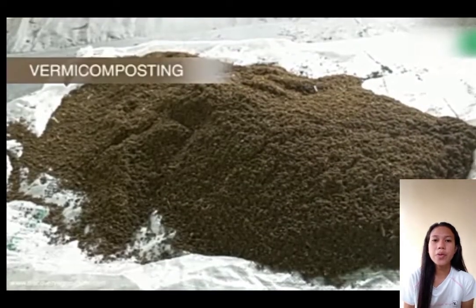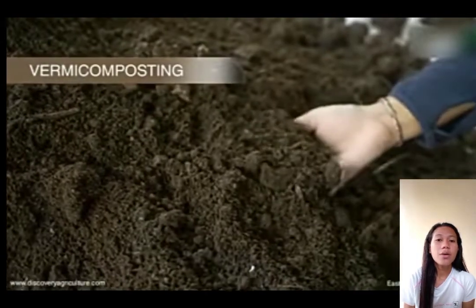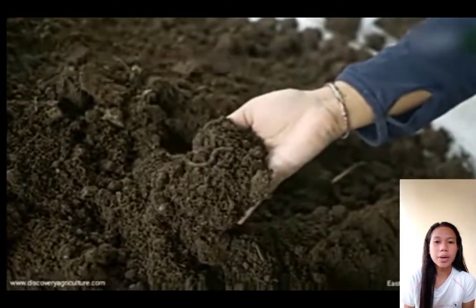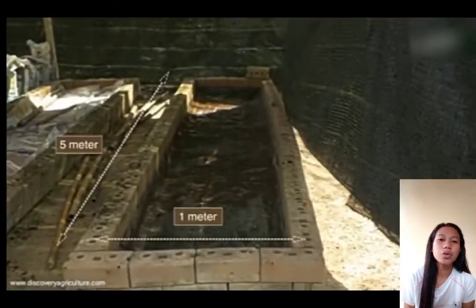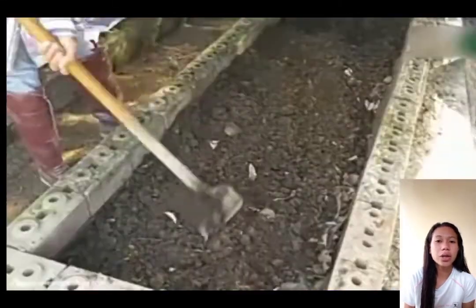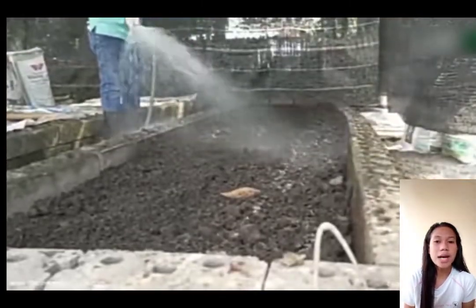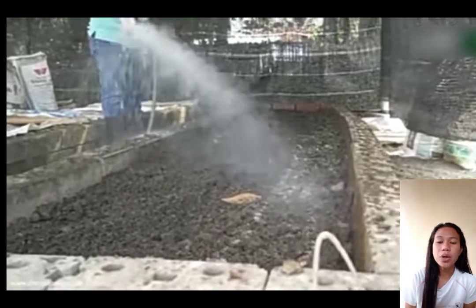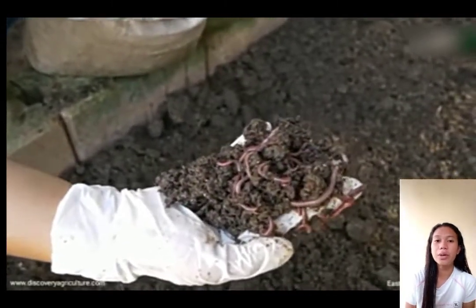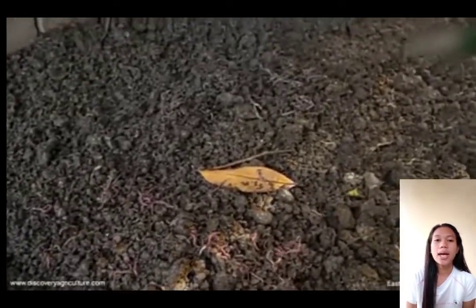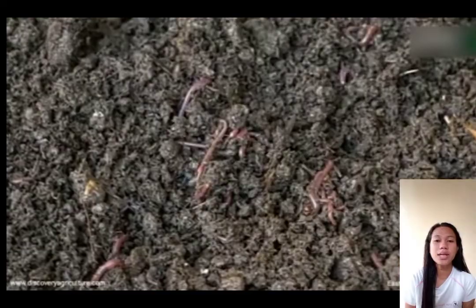Next is vermicomposting. Vermicomposting is the process of using worms for the degradation of organic matter into nutrient-rich manure. Worms consume and digest organic matter. The byproducts of digestion, which are excreted out by the worms, make the soil nutrient-rich, thus enhancing the growth of bacteria and fungi. It is also far more effective than traditional composting.